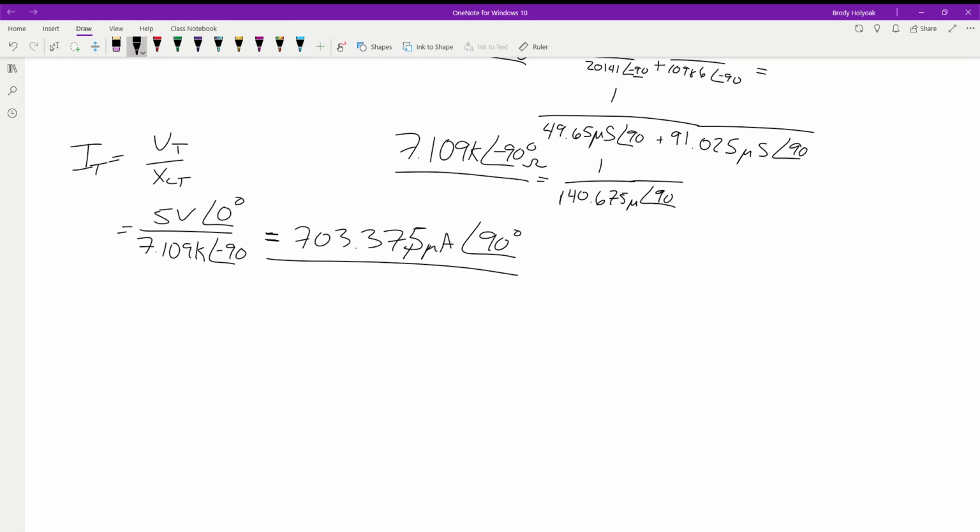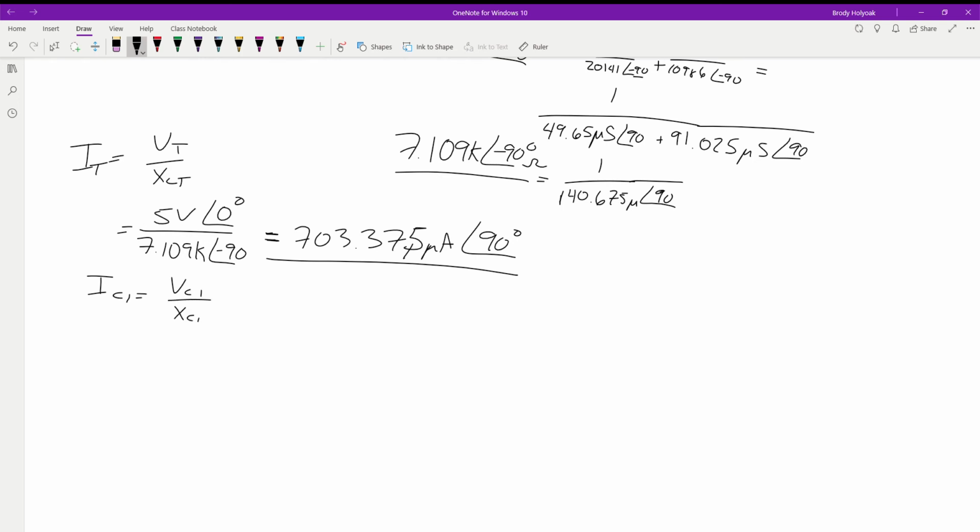What is our current going to do in this circuit? It's going to split up. It's going to divide up. So we're going to have a total of 703 microamps. So when we solve for capacitor 1 and capacitor 2, where they're in the different branches, those two better equal the 703. Okay? So the current going through capacitor 1 is the voltage of capacitor 1 divided by the reactance of capacitor 1.